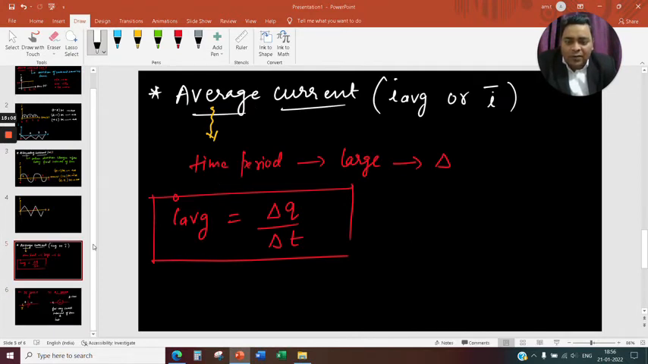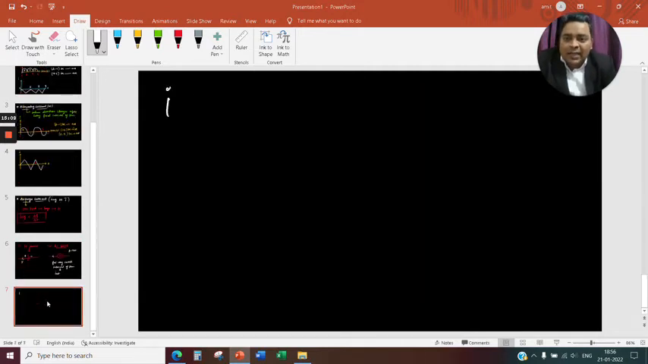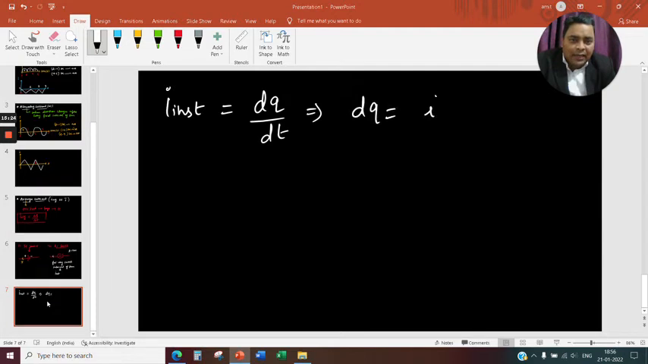So for the interpretation of average value, we'll do the same here and go for a very small interval of time. I instantaneous will be equal to dq by dt. Small d means a very small interval of time. Now we have to separate dq, so dq will be equal to I dt, where I is the instantaneous current.